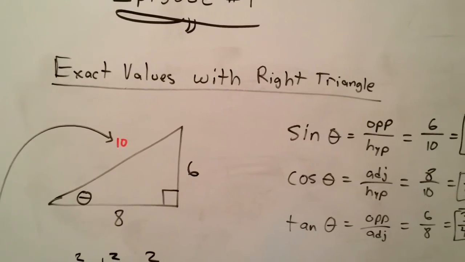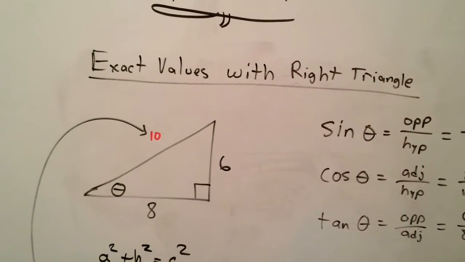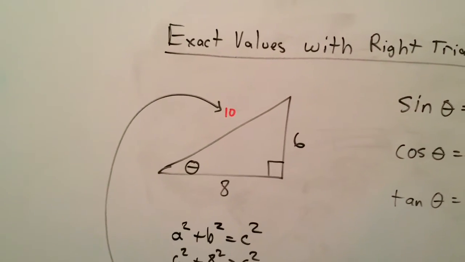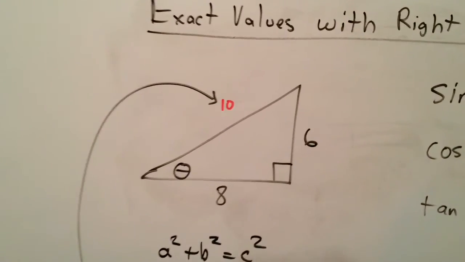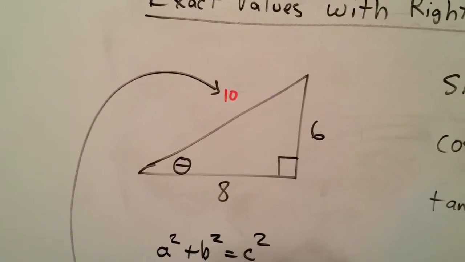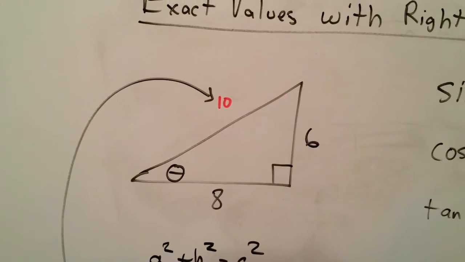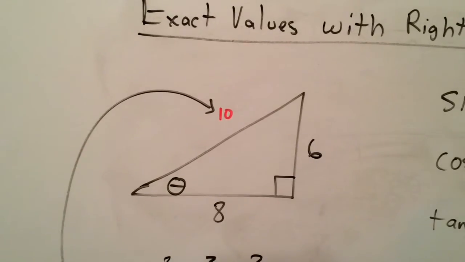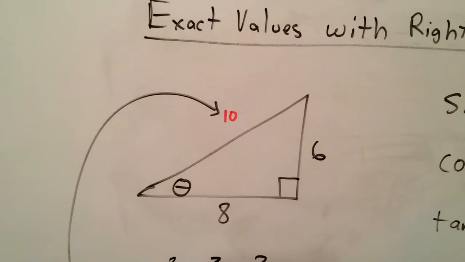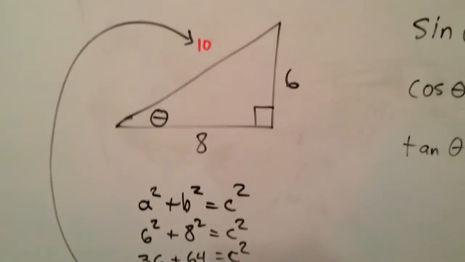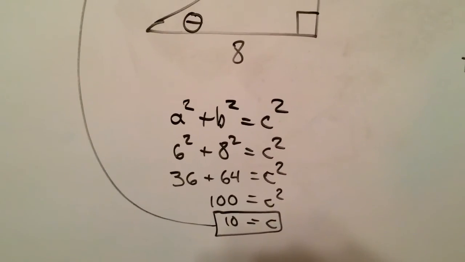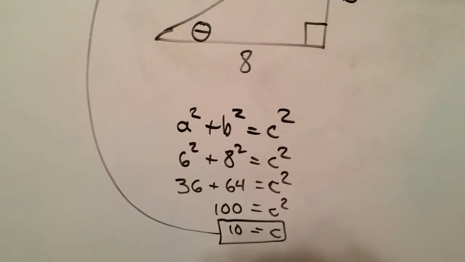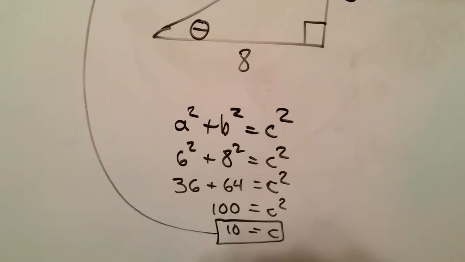Let's say we're interested in calculating the exact values given a right triangle and some of the information of it. For example, I have a right triangle that has a height of 6 and a base of 8, and I have an angle labeled theta. The red 10 that you see in the diagram on the hypotenuse may not necessarily be there, but that is simply calculated from the Pythagorean theorem. Since we have a right triangle, a squared plus b squared equals c squared, and you can calculate the length of that missing side in case it's not there. So the hypotenuse for this problem is 10.